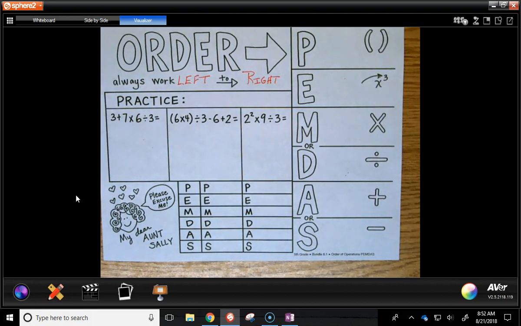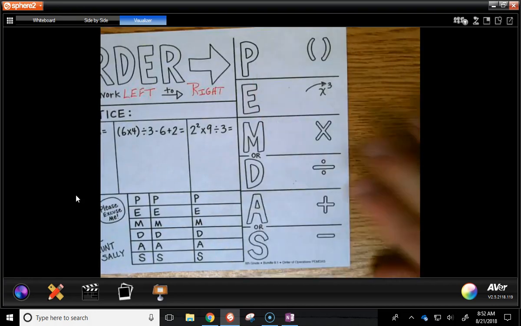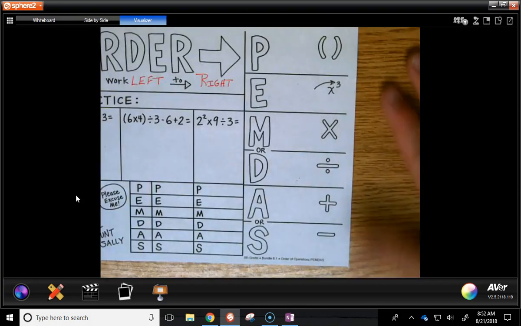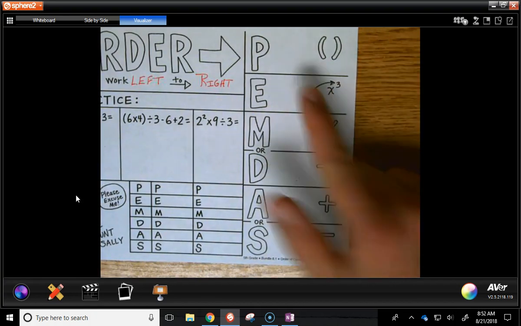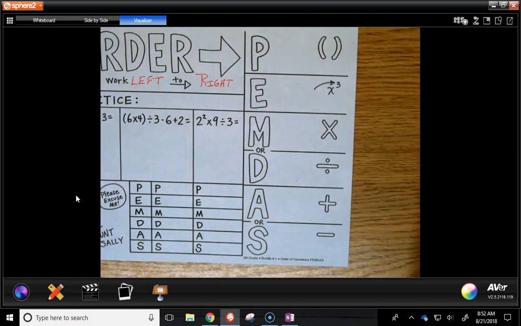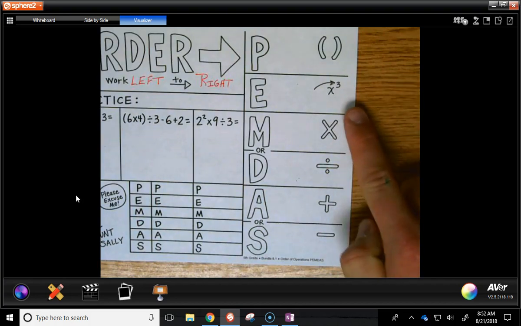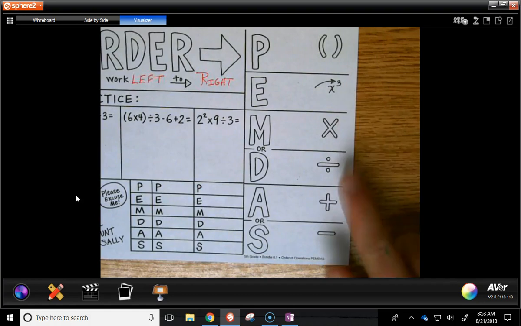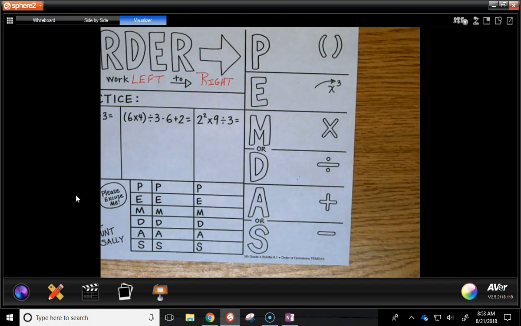Now I'm going to make sure we understand it. But P, of course, stands for our parentheses. If you want to write the word parentheses out, go for it. I just feel like it's extra writing because the picture's right there. E is for exponents. M, multiplication. D is division. A, addition. S, subtraction. I always remembered PEMDAS because whenever I did order of operations, I always said, please excuse my dear Aunt Sally. Okay? Lots of people have different acronyms that they use, and that is totally fine as long as it's something that you remember right away.